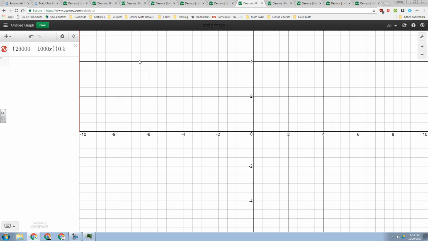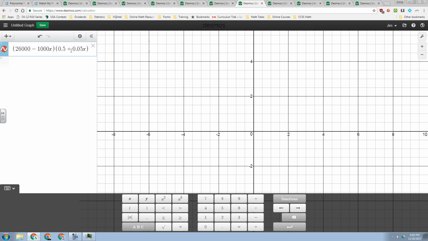Now the other one, here we talk about sales in soda pop machines. We sell 26,000 for 50 cents a piece. Now here's what we're doing. We're raising it by a nickel. And every time we raise it by 5 cents, we lose 1,000 cans sold. So this represents the total amount of money we take in.